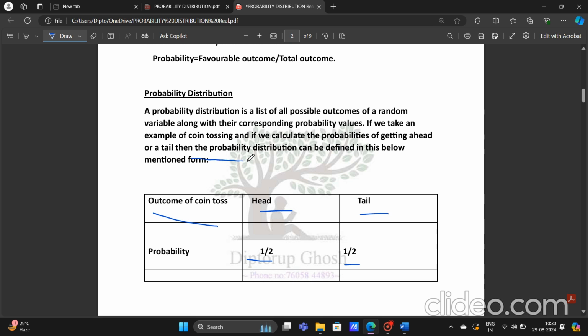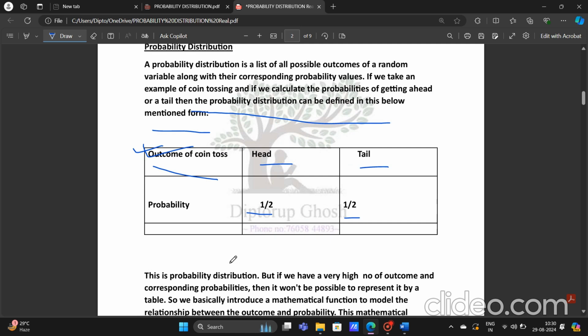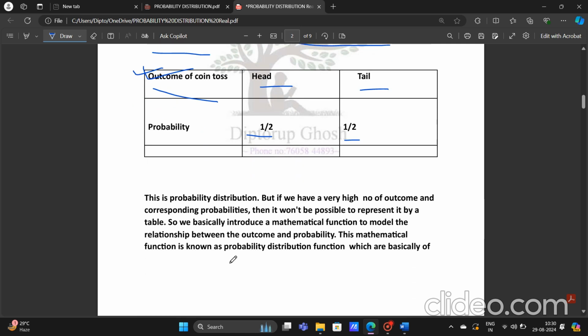Now this is probability distribution, but if we have a very high number of outcomes and a high number of corresponding probabilities at the same point of time, then it won't be possible to represent it by a table. So in that case, how can we represent the probability distribution? We will introduce a mathematical function to model the relationship between the outcome and the probability. This mathematical function is known as the probability distribution function, which is of two types: probability mass function and probability density function.